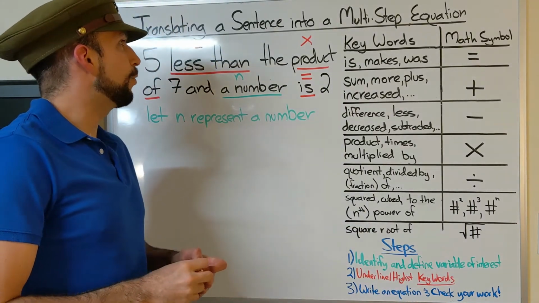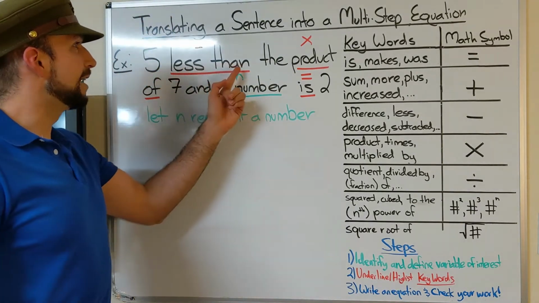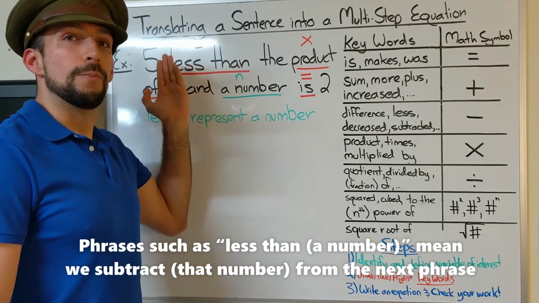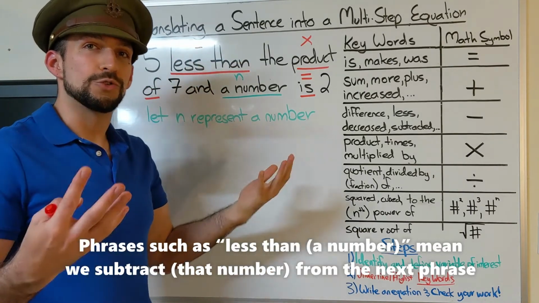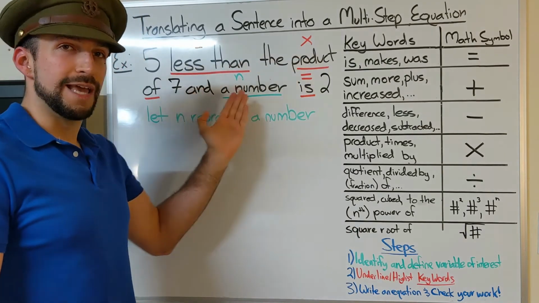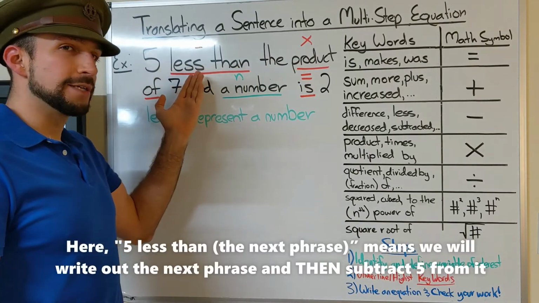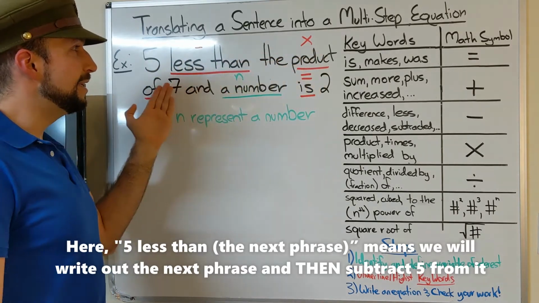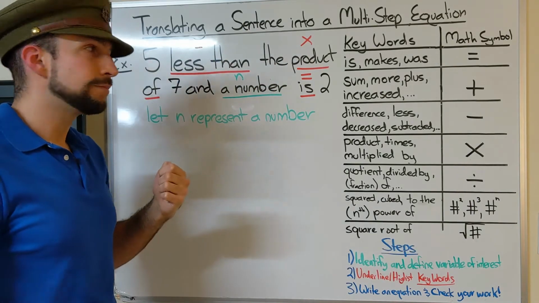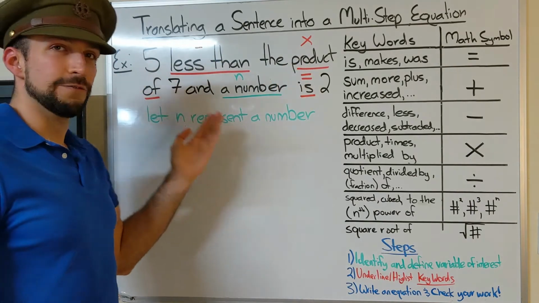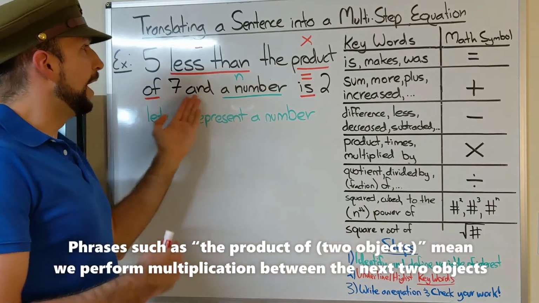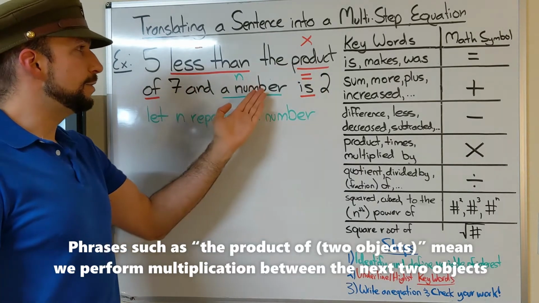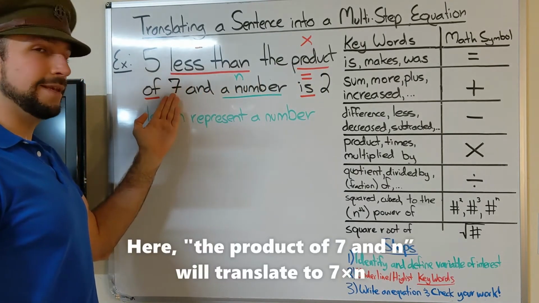Now, before we write our equation, let's review what less than and product of mean. When we see a phrase less than or greater than, we're going to subtract or add from whatever comes next. So we're going to be subtracting, but this isn't going to start 5 minus something. It's going to be this object minus 5. Next, we see product of. We see that prepositional phrase of and then some objects. We're going to be taking the product of these two things, so we will be multiplying by the next two items to follow.